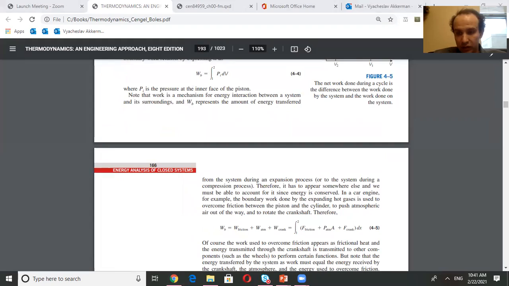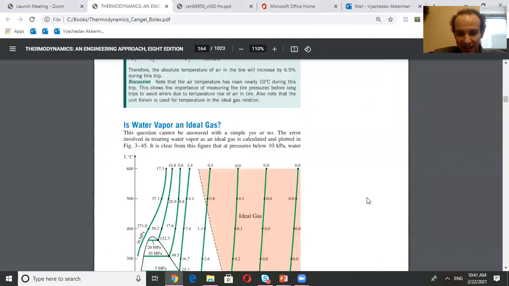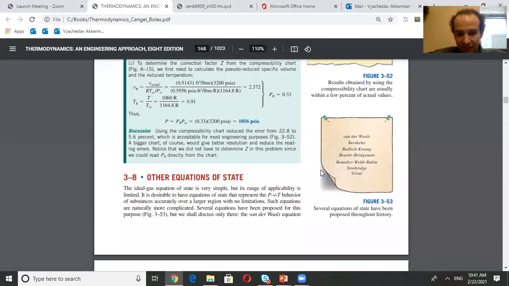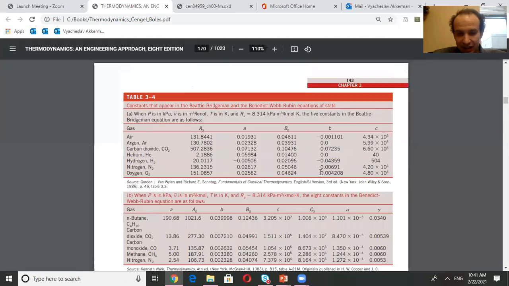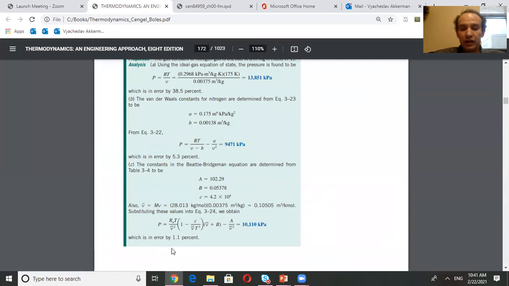Sorry, I jumped a little bit. Yes, here it is. If I calculate all these values, I will arrive at this value for the BB equation, 10.11 megapascals. Do you see it here? Do you agree with me? What would it mean? Now the value is even much better. It's a 1.1% difference from the experimental value that we have.